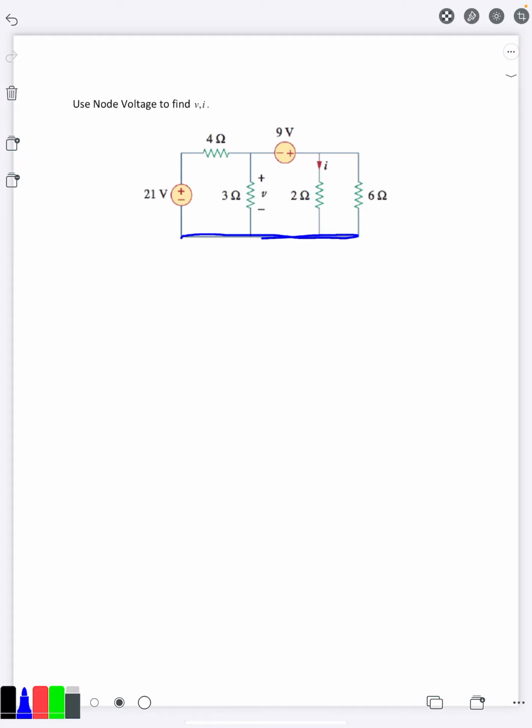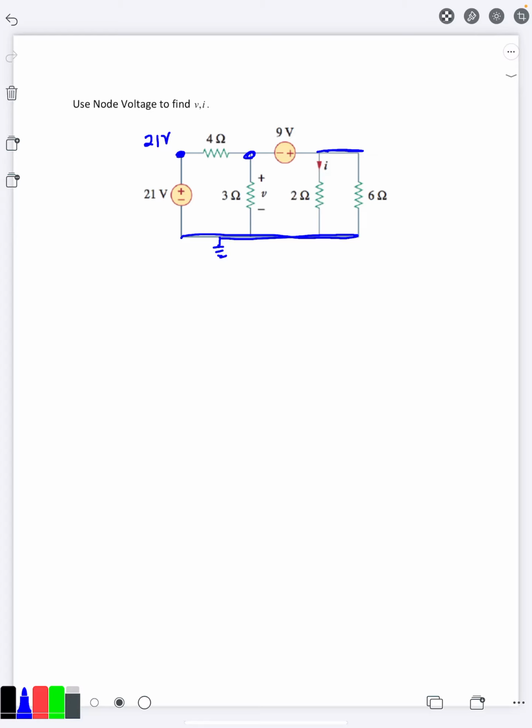We have the node on the bottom, that's 1. You can say there's 2, 3, and then 4. So we have 4 nodes here, 3 variables. And go ahead and put our ground wherever we want to. As we've seen before, we want to put our ground on a node that has voltage sources because it makes our life easier. For example, if we put ground on the bottom here, then we would immediately know that this first node is going to be 21 volts without doing any work.